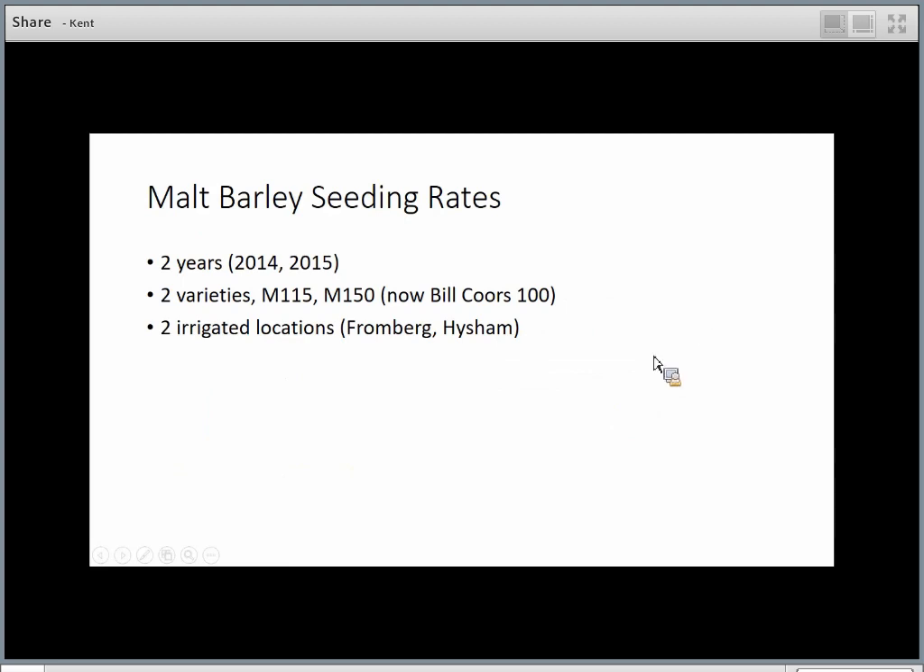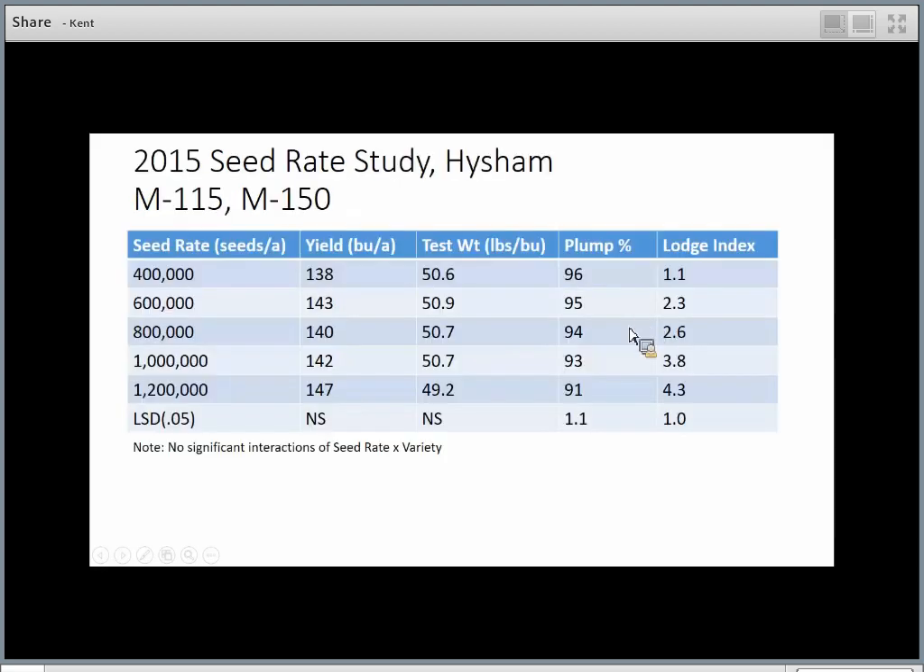We've also done seeding rate studies with Miller Coors, looking at different years and different varieties at 2 locations here in the southern part of the state. Seed rates from 400,000 to 1.2 million. I know that Busch Ag is usually recommended about 1 million. I think Miller Coors recommends 750,000. If you look at yield from 400,000 to 1.2 million, there's no significant difference in yield. It's the same yield no matter what the population is.